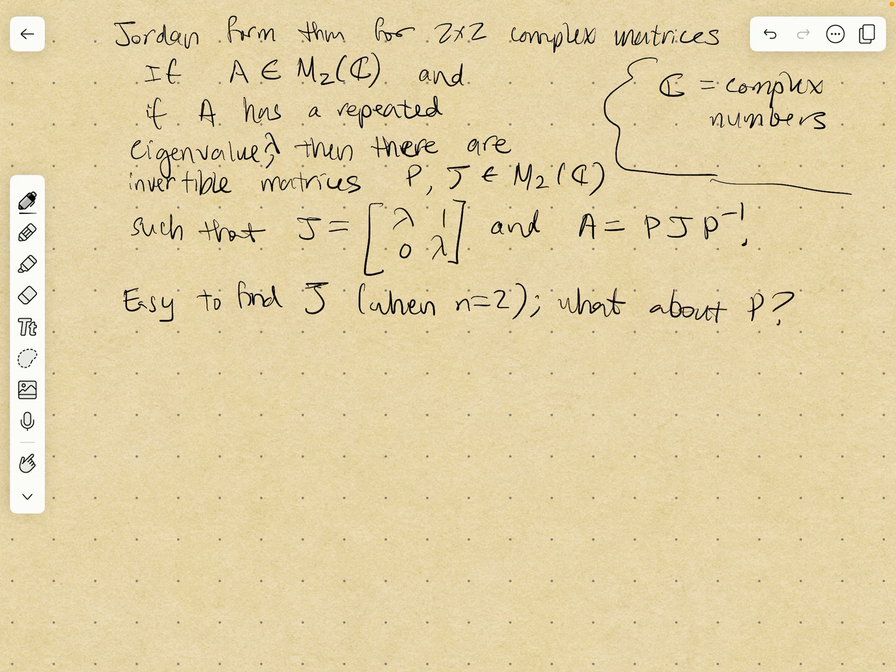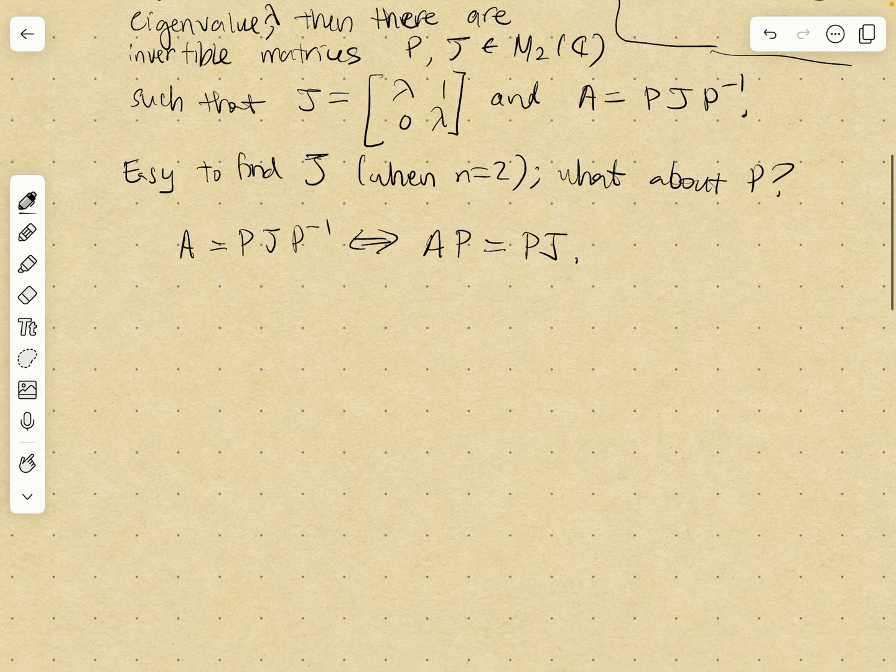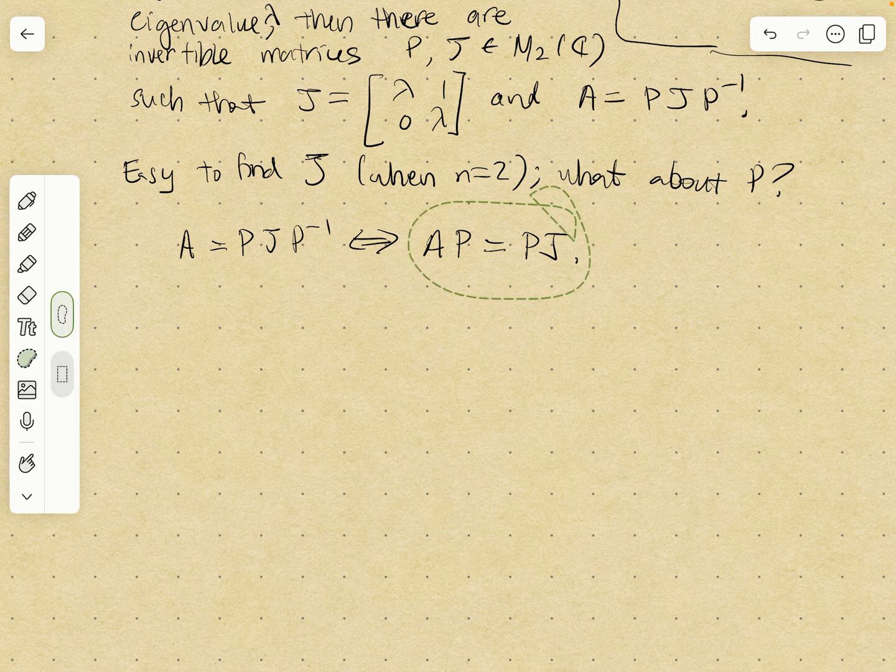And the idea for finding P is the same idea for finding the P in the A equals PDP inverse if the matrix A is diagonalizable. Because A is PJP inverse if and only if, multiplying on the right, AP is equal to PJ, right? Yes, because to go from this to the equation on the right, you just multiply both sides by P on the right, and then to go from this equation to the other equation, you just multiply by P inverse on the right.